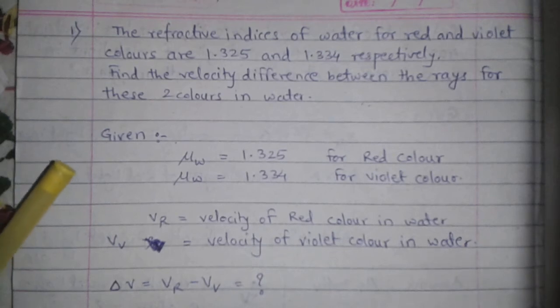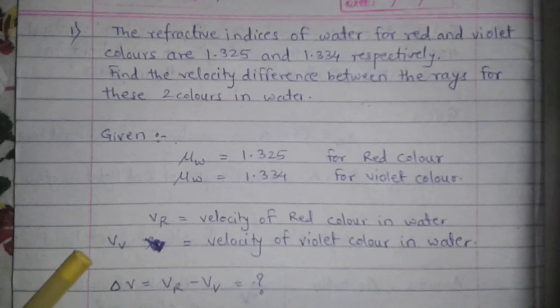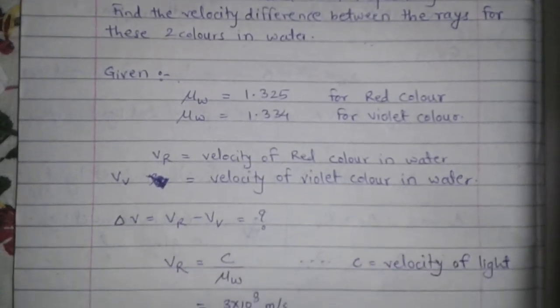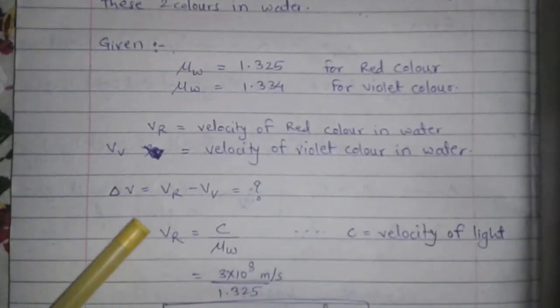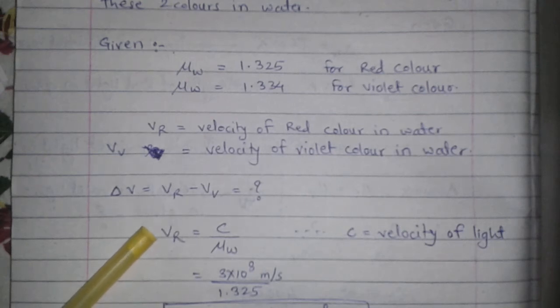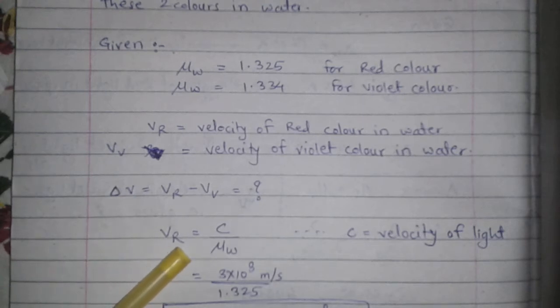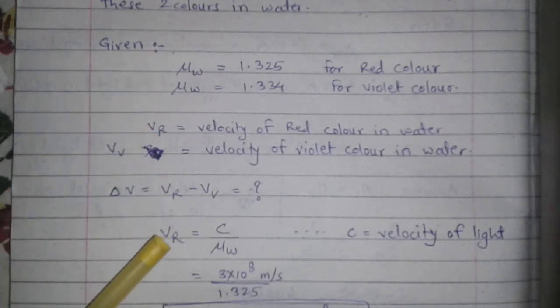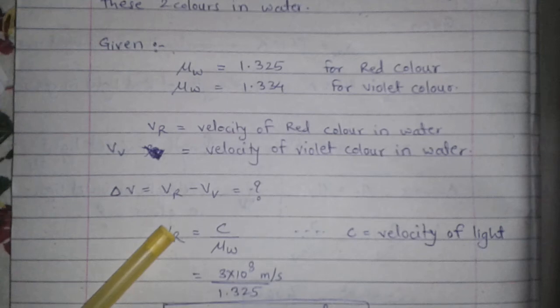here Vr is velocity of red color in water and Vv is velocity of violet color in water, and we need to find the difference between the rays for these two colors in water, that is Vr minus Vv, that is delta V. So as we know the formula, Vr is equal to C upon mu W, where C is the velocity of light and mu W is the refractive index of water for red color, and Vr is the velocity of red color in water.